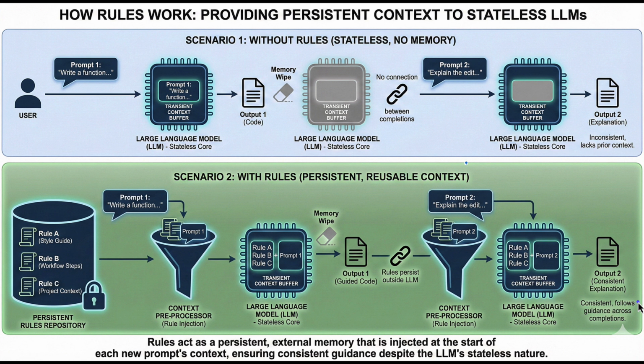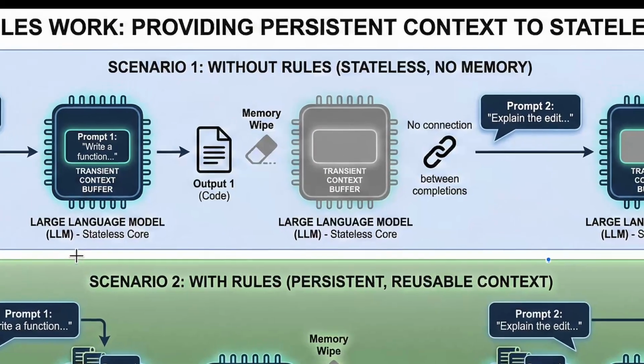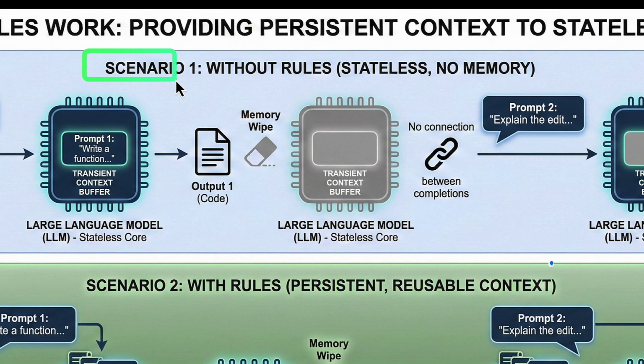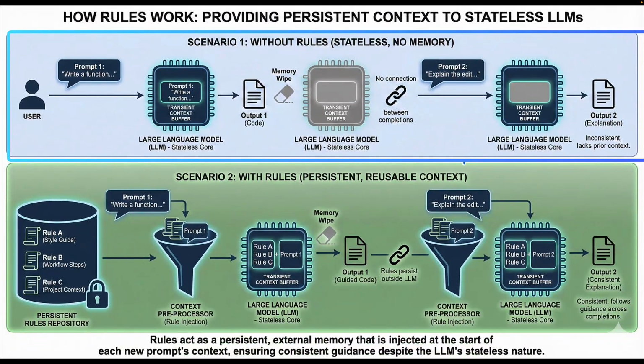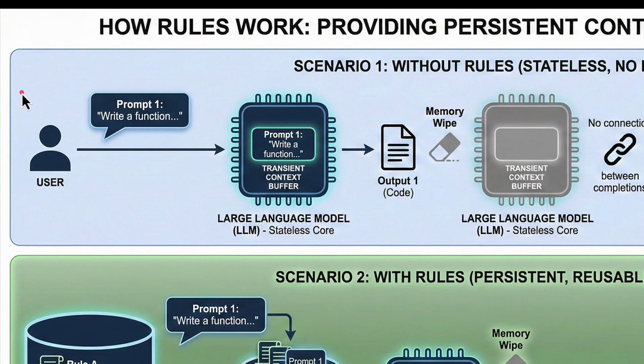Let's walk through this diagram step by step to understand the problem and the solution. The problem number one is the forgetful AI. Let's start with scenario 1, which is this section here. This one shows how an LLM works naturally without any extra help. Let's begin with the first request. Imagine you are at the left side here, which is you. And you sent a request with prompt 1 that says, write a function.